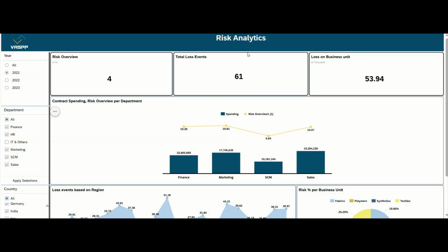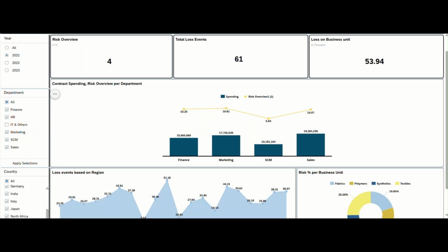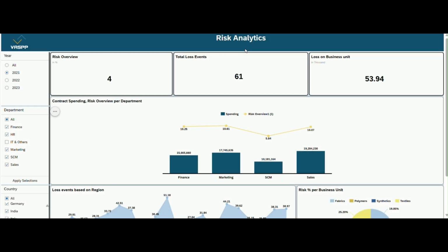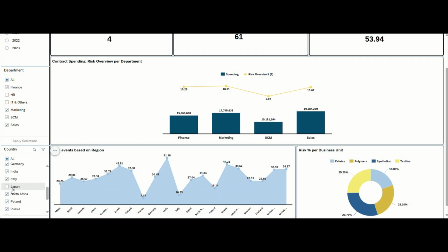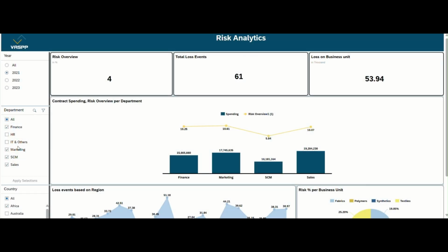And finally, compliance and reporting. When regulators or stakeholders ask about risk posture, you can confidently show a centralized, up-to-date dashboard that proves you're in control. It simplifies compliance, enhances transparency, and demonstrates a mature risk management approach. In short, this dashboard doesn't just report risk. It helps you manage it smarter, act faster, and lead with confidence.